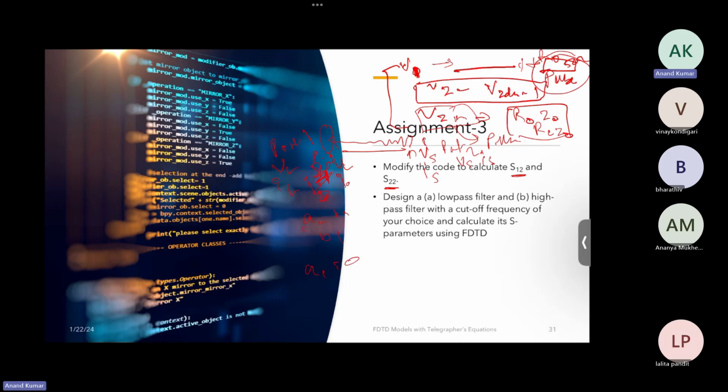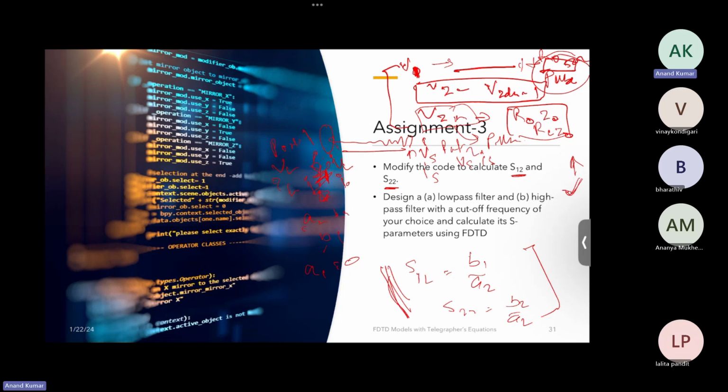And once you have calculated these values, you will get your S12 as B1 by A2 and S22 as B2 by A2. So I'm leaving this as an exercise, because if you are able to do this from the code which I share with you, you will be confident that you have understood the material.